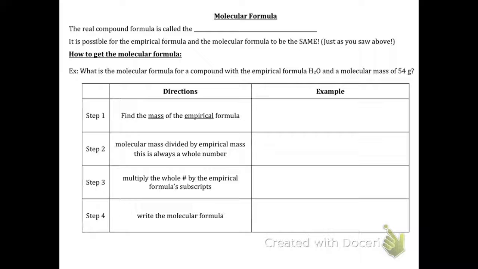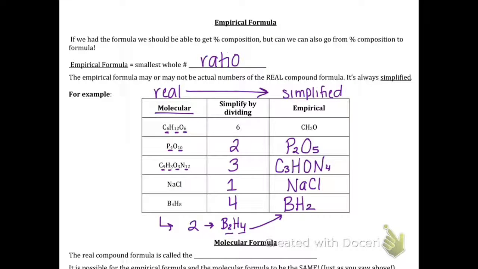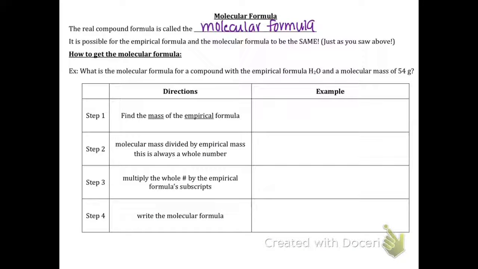Now the last thing I need to teach you is how to go backwards. So remember, the real compound formula is called the molecular formula, which is the title here, so it's a little bit redundant here. Sometimes the empirical and the molecular formula can be the same. Earlier we saw that NaCl and NaCl are the same exact thing, so it can happen. But here are the steps to go from an empirical to a molecular.